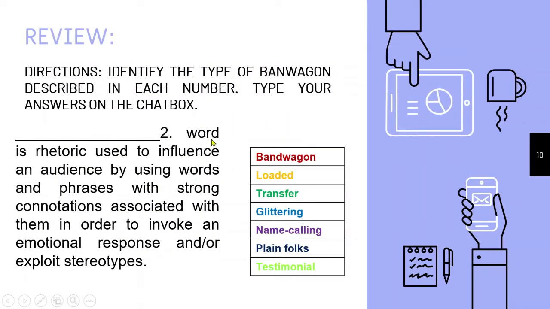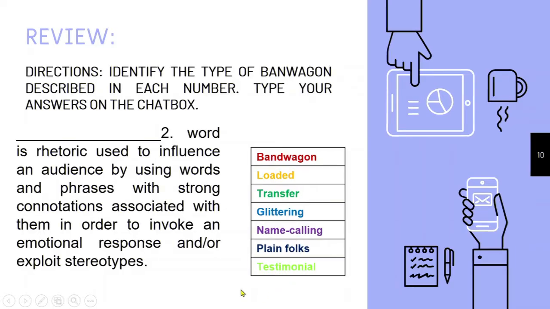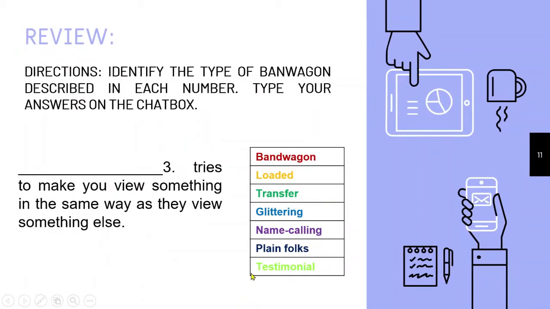Number 2. This is a word or words that are rhetoric and are used to influence an audience by using words and phrases with strong connotations associated with them in order to invoke an emotional response and or exploit stereotypes. Bandwagon, loaded, transfer, glittering, name-calling, plain folks, or testimonial. Finished? Let's proceed with the next one.